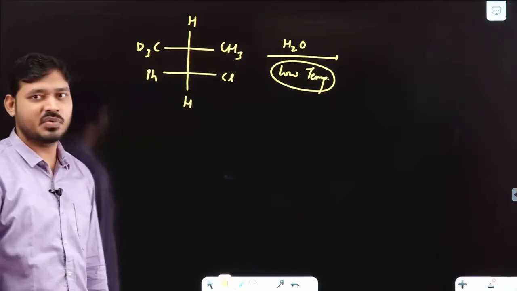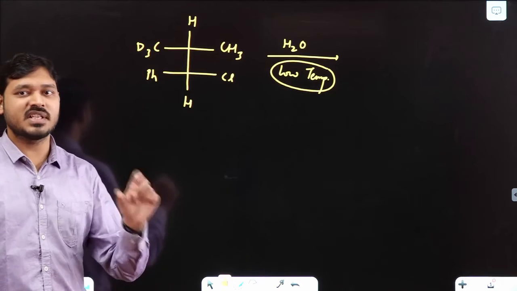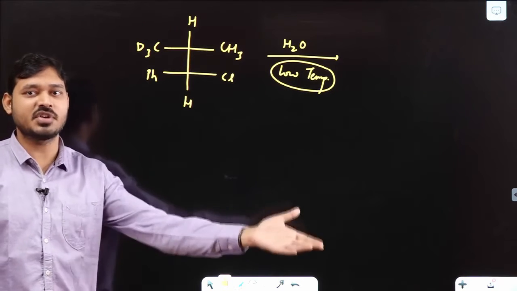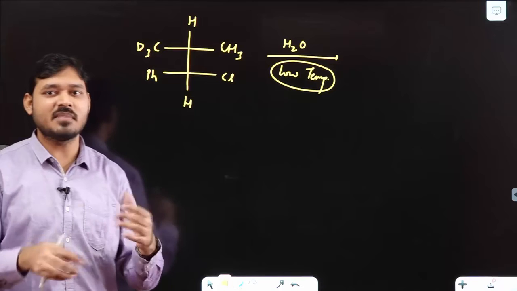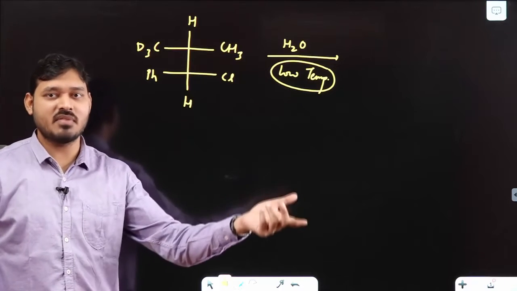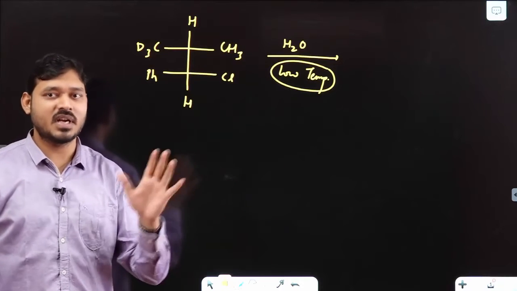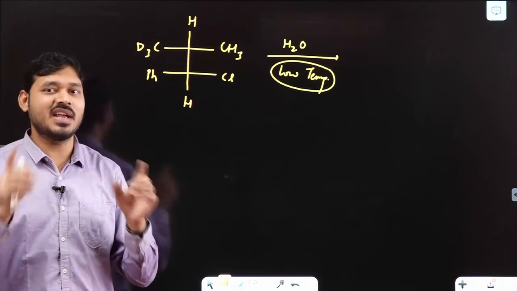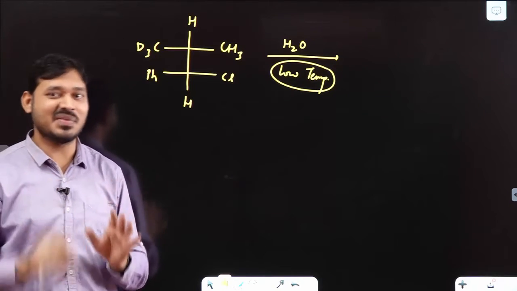Generally, what happens, dear students, most of the time students just cram that in SN1 racemization occurs, perfect racemization. Sometimes they understand racemic mixture will be formed, not 100%. But remember, it is not always true. Again, I am telling one different thing. Okay, now what is this?